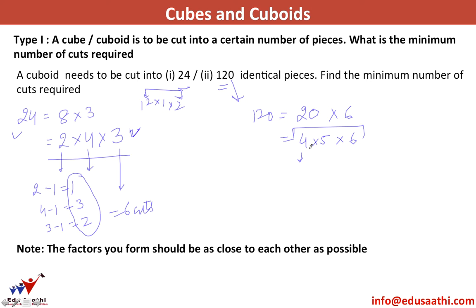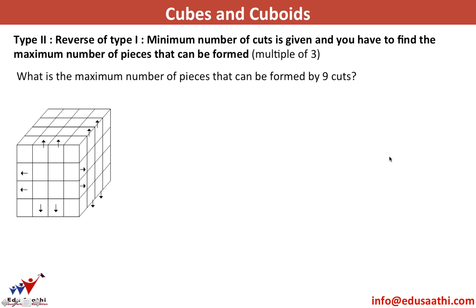So how many cuts are needed? 4 minus 1 is equal to 3. 5 minus 1 is equal to 4. And 6 minus 1 is equal to 5. So when you add, I have 3 plus 4, 7 plus 5, I have 12 cuts which are required. I hope this is clear. Let's move on to the next type.